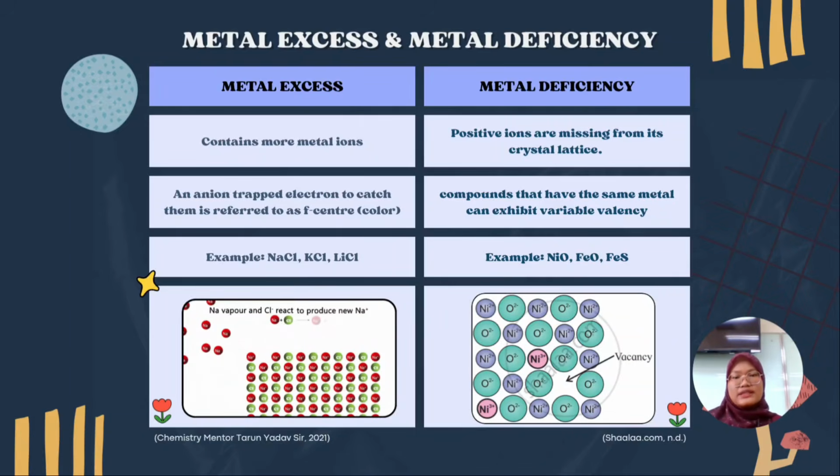If you look at this diagram, you can see a missing metal ion called a vacancy. Around that vacancy, some ions change their charge to compensate for the missing positive ion. So, the key difference is that metal excess has extra metal ions or trapped electrons, producing F centers and color. Metal deficiency has missing metal ions compensated by variable oxidation state.